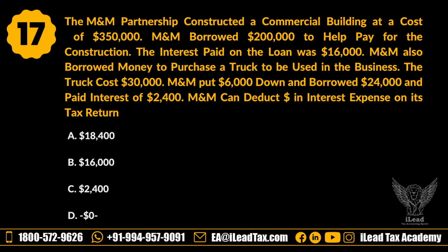The M&M partnership constructed a commercial building at a cost of 350,000. M&M borrowed 200,000 to help pay for the construction. The interest paid on the loan was 16,000. M&M also borrowed money to purchase a truck to be used in the business. So the truck cost 30,000. M&M put 6,000 down and borrowed 24,000 and paid interest of 2,400. M&M can deduct what dollar amount in interest expense on its tax return? A. 18,400. B. 16,000. C. 2,400. D. 0.